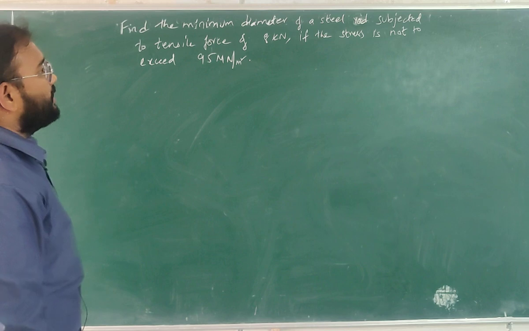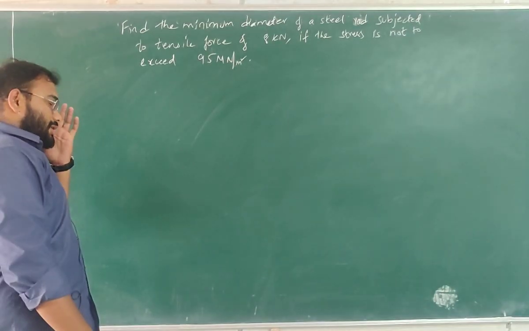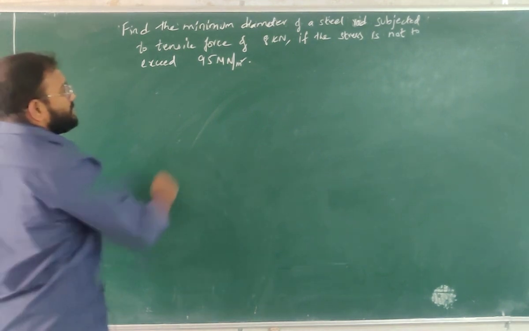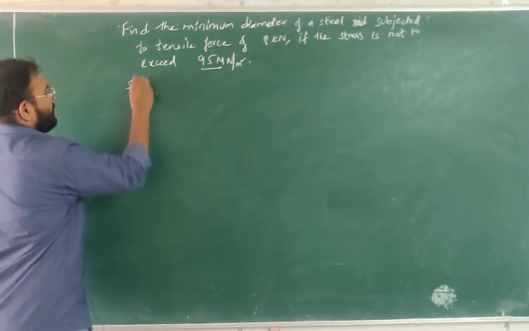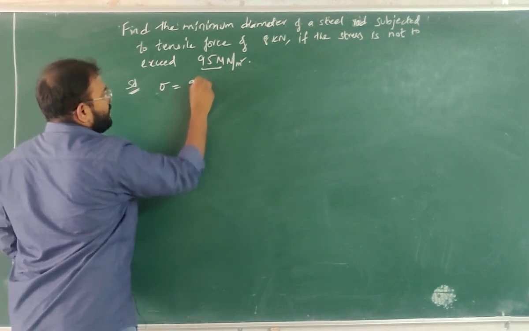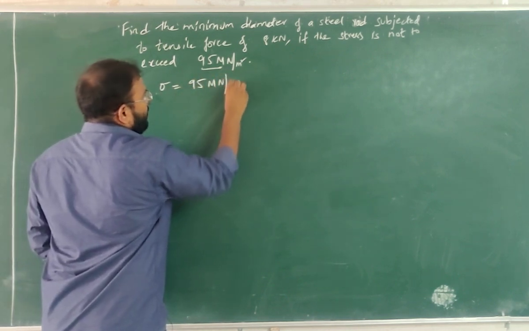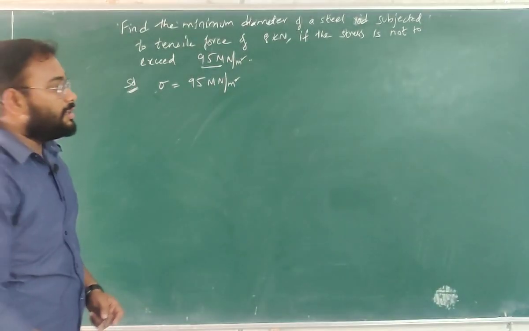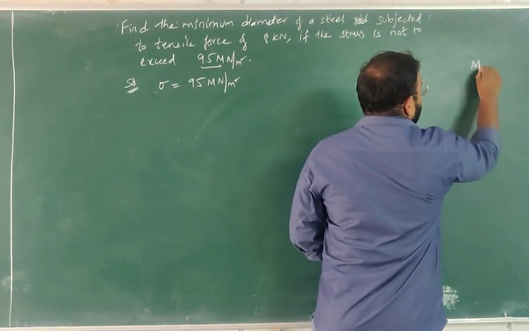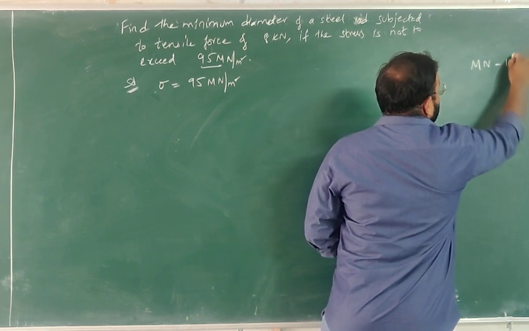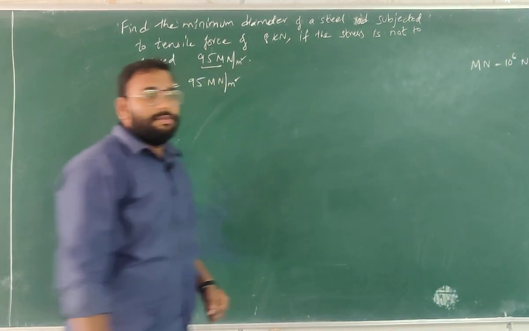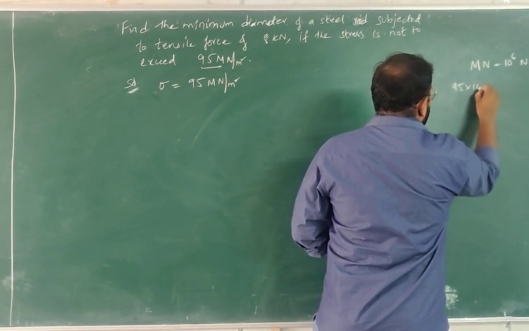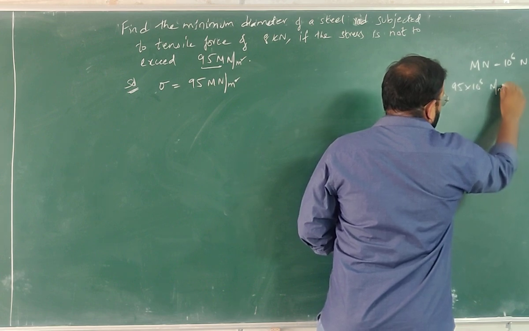In the previous problems, you were given the diameter of the steel rod and you were supposed to calculate the stress induced. Now here you are given the stress. You have the stress as 95 mega Newton per meter square. Now converting into Newton per millimeter square, what is mega? Mega means 10 power 6. So 95 into 10 power 6 Newton per meter square.